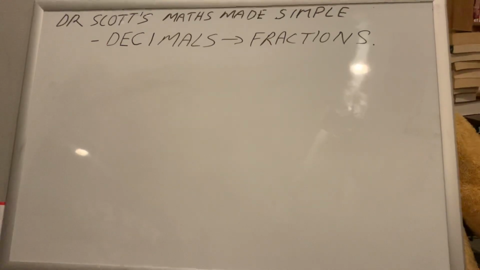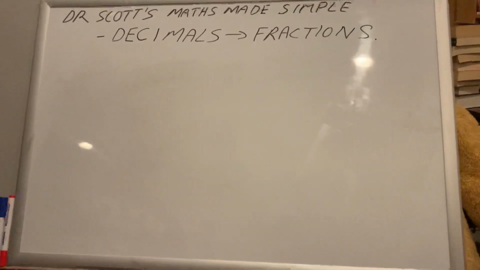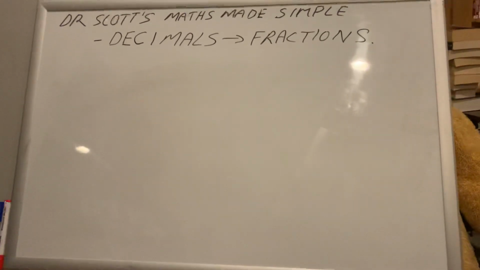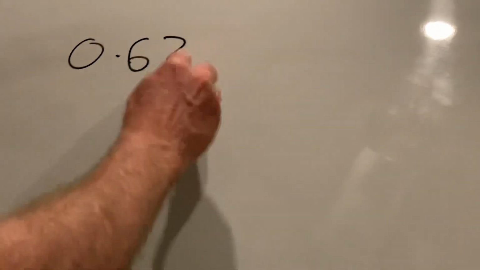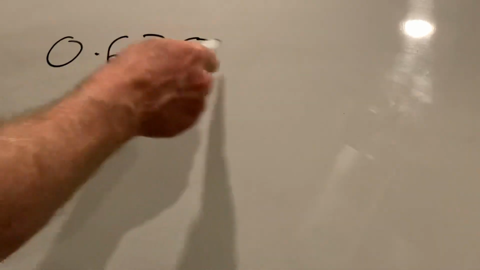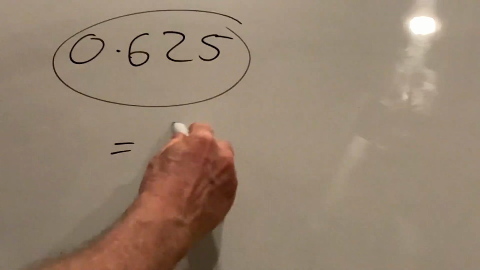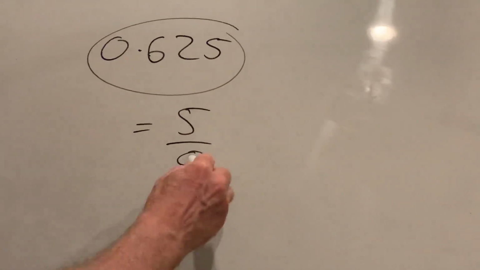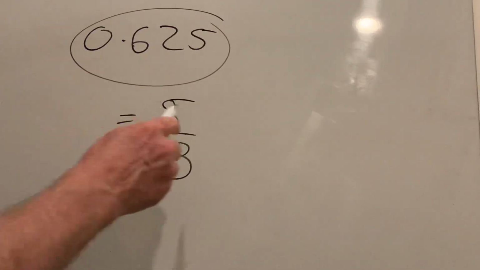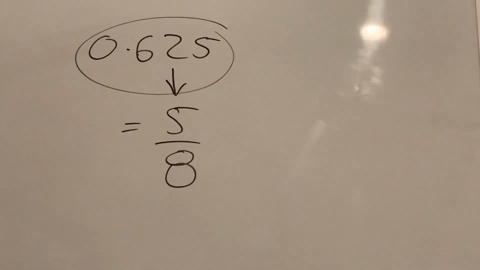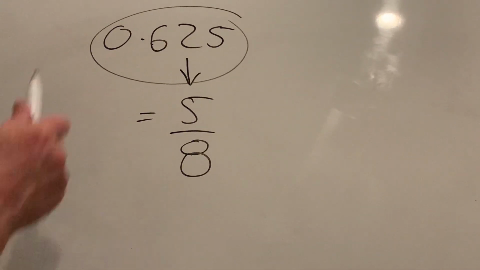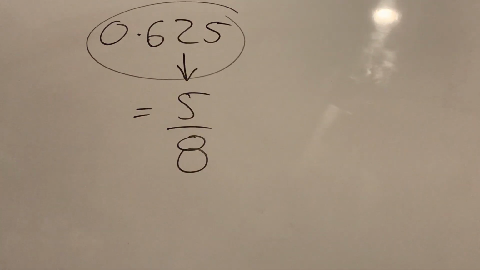Decimals to fractions. Someone said to me the other day, if I had 0.625, what's that as a fraction? Well, it's actually 5/8. But how do you get from there to there? How do you say 0.625 equals 5/8?